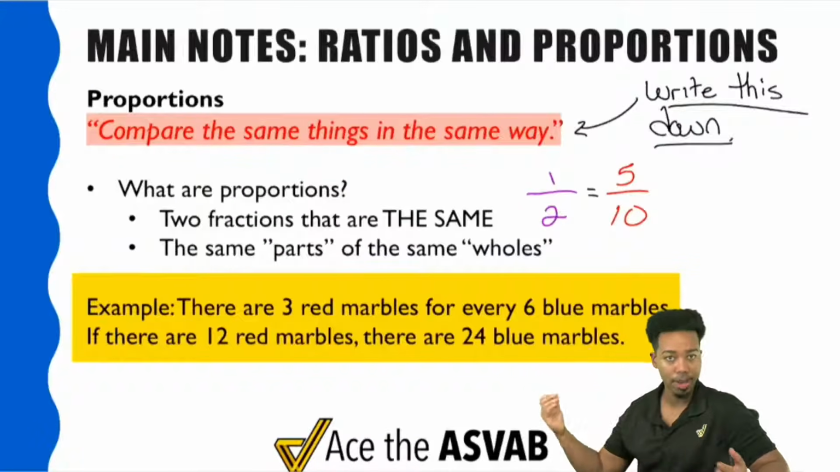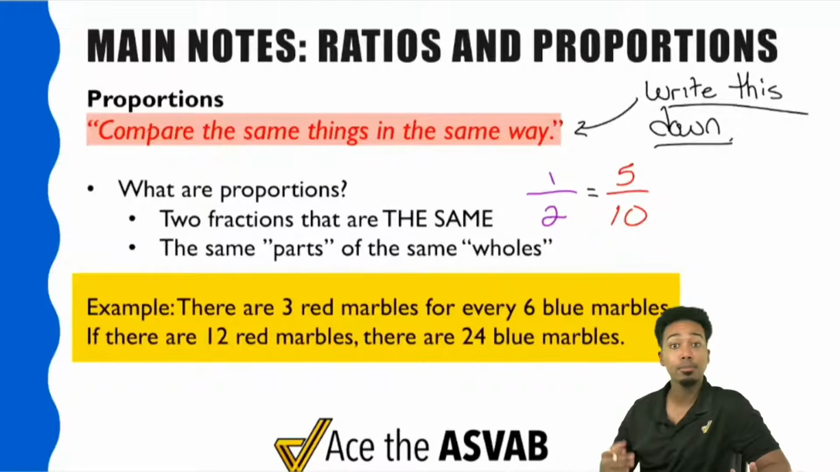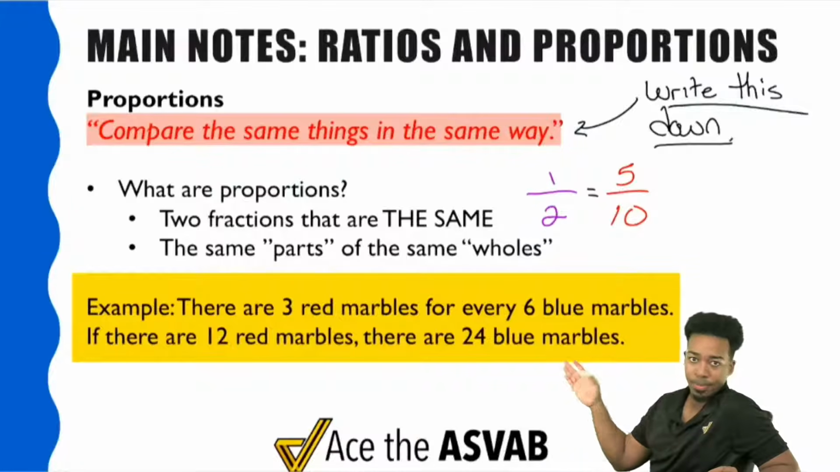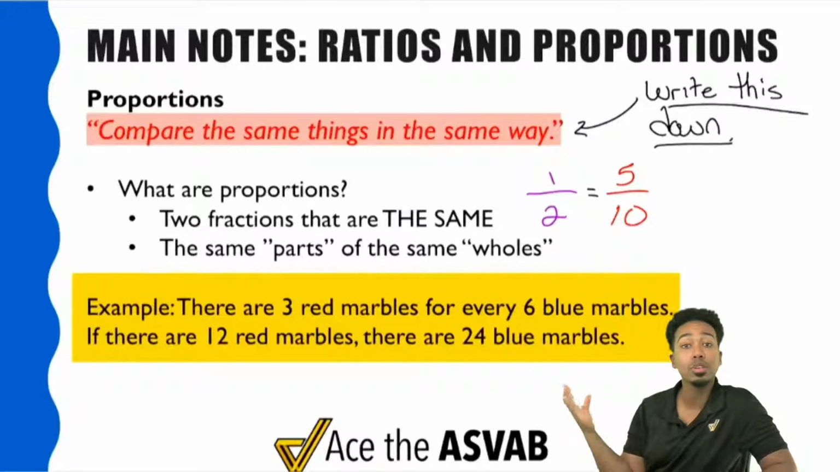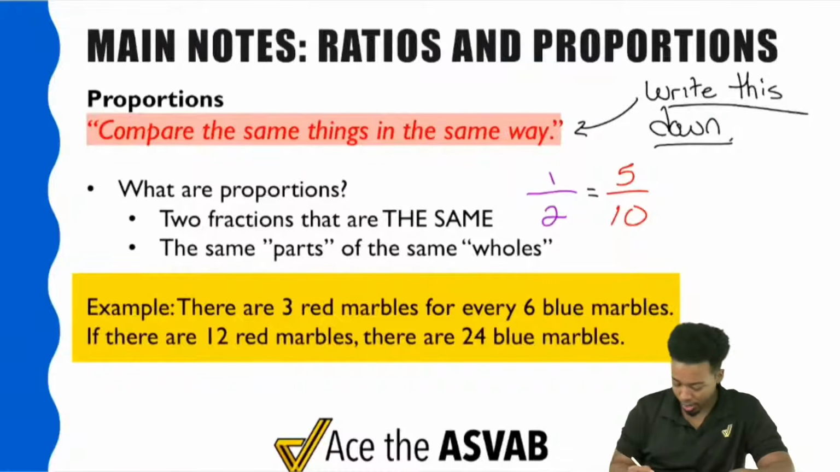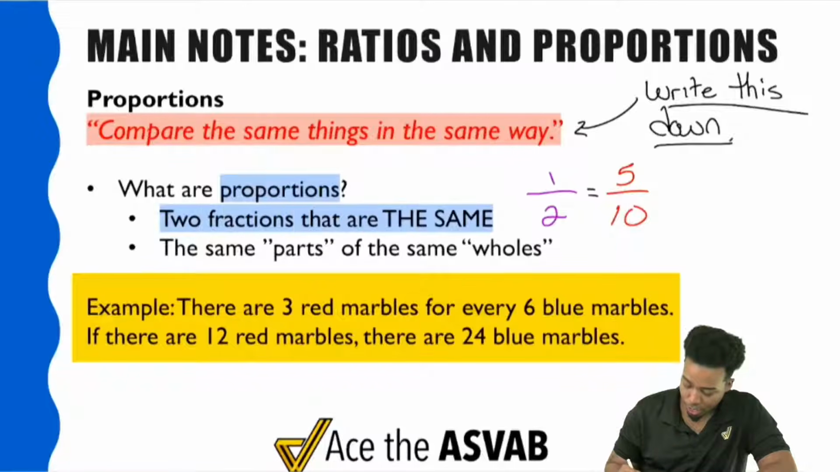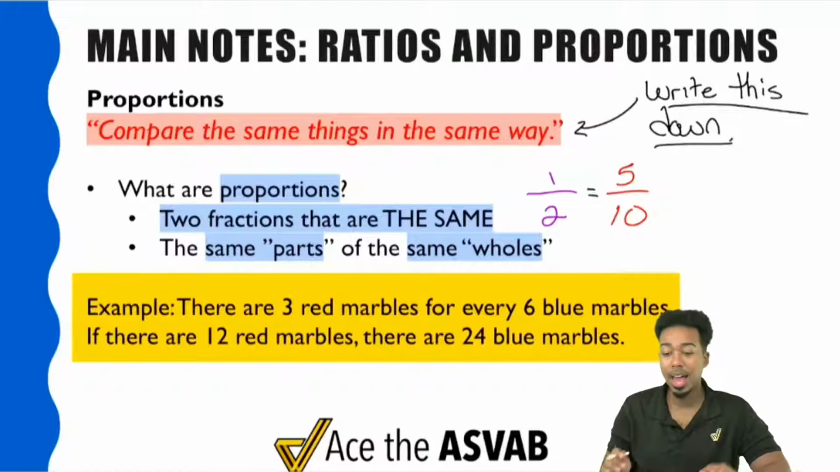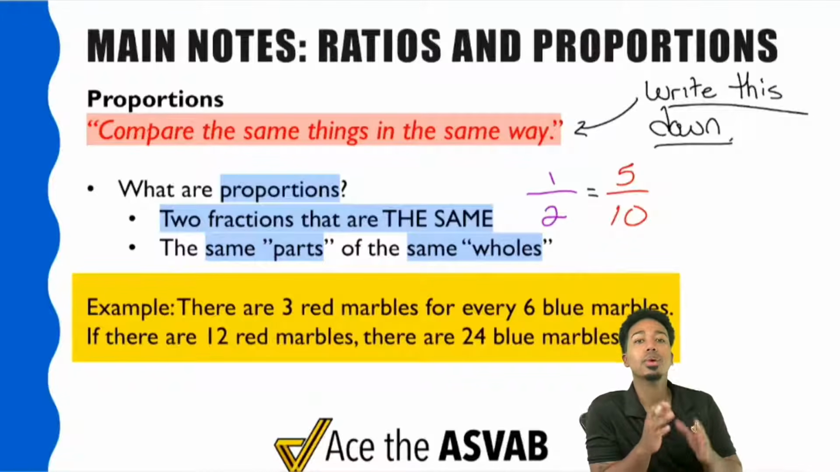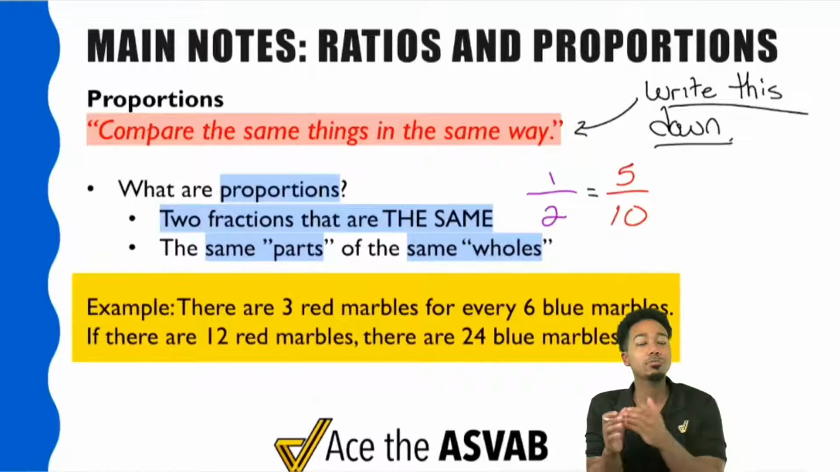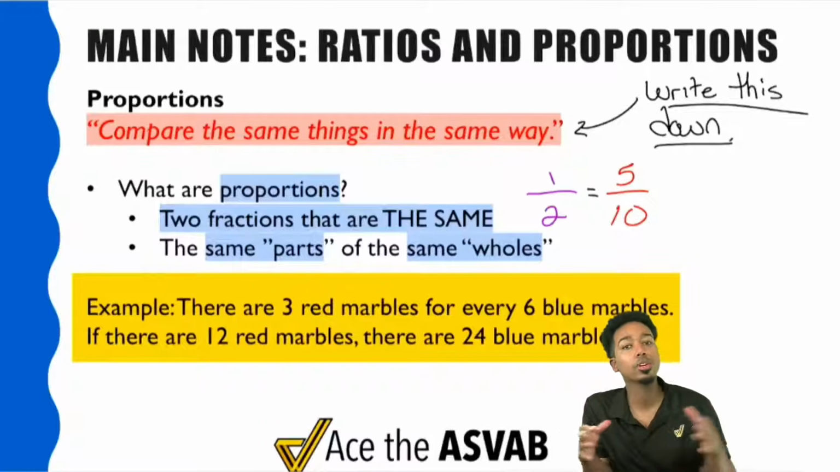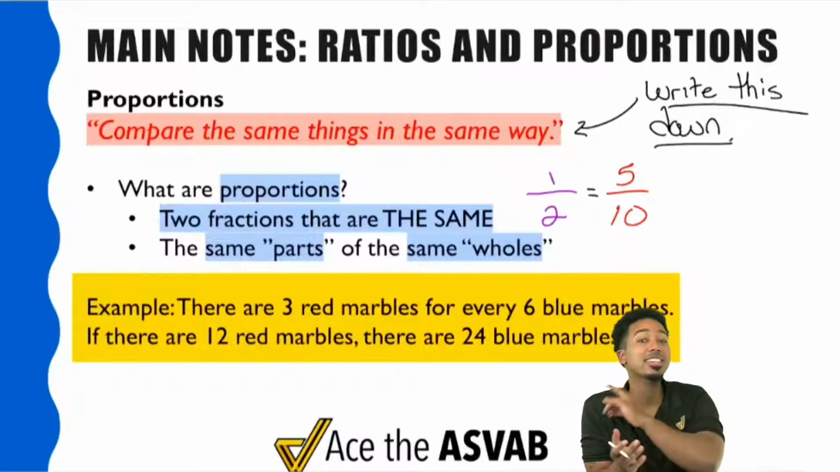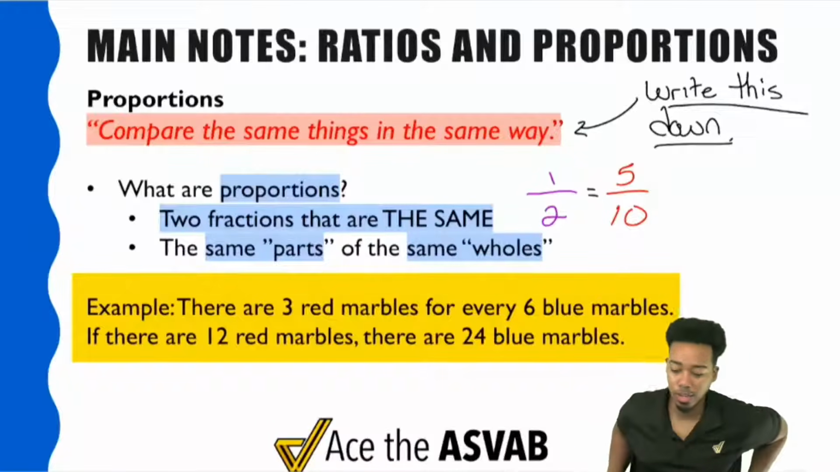1 over 2 is 1 half of 2, right? 5 over 10 means 5 tenths, or 5 being a half of 10. So these are the same fractions, and therefore this would be considered a proportion. That's it. Let me write this down for you. What are proportions? Two fractions that are the same. They're the same parts of the same wholes. That's all it is. For right now, these are your opening notes. I'm asking you to write these down, because as we continue on, we're going to bring this information together when we work on the problems.